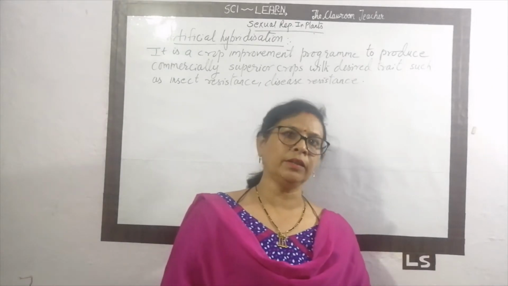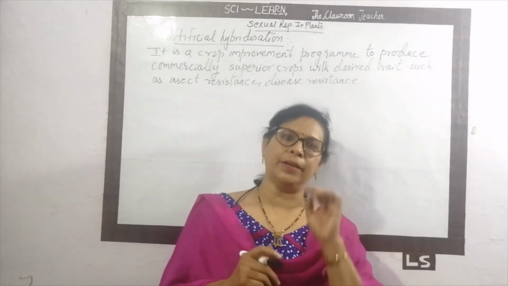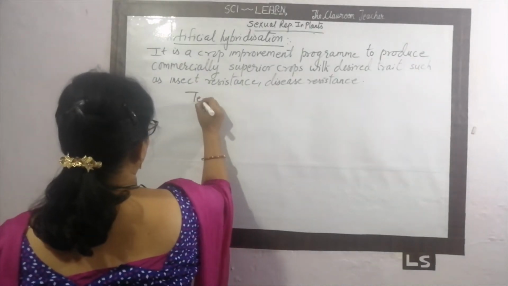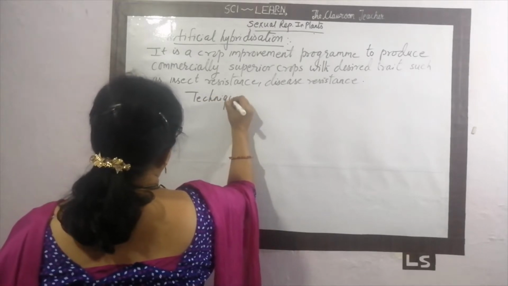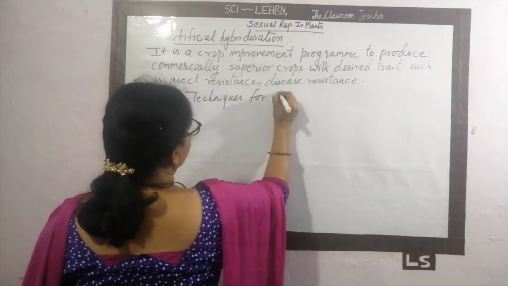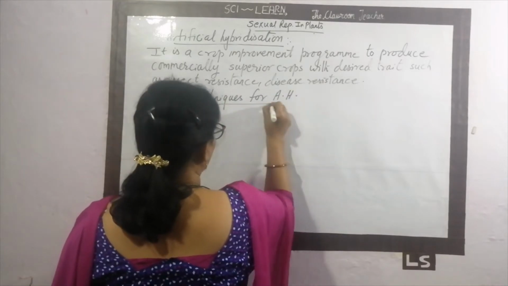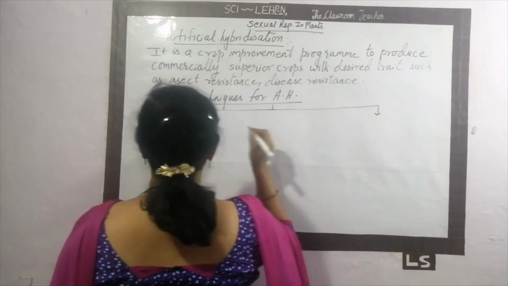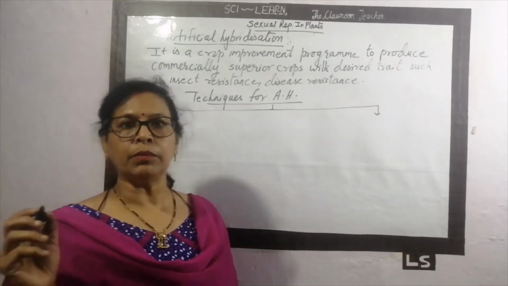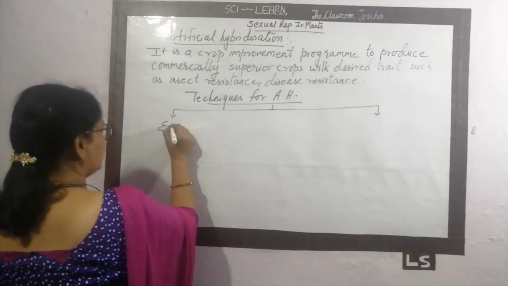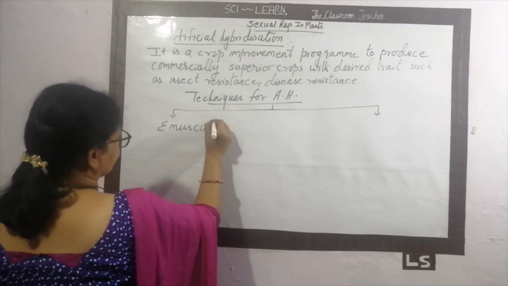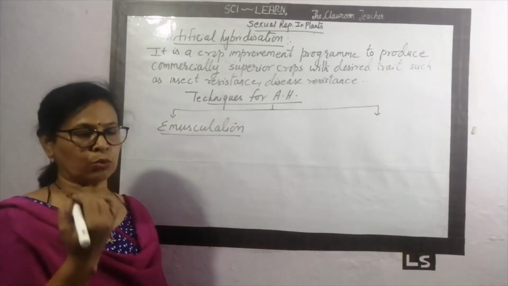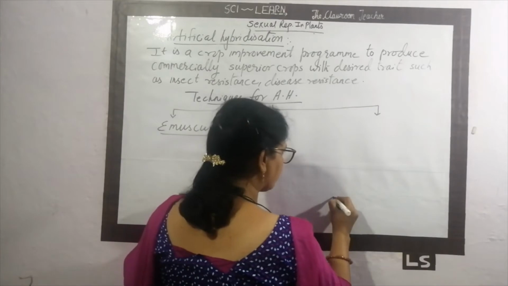Now, what techniques are used for artificial hybridization? The most important techniques are there. One is called emasculation. Okay, what is emasculation? Let us suppose this is a flower.